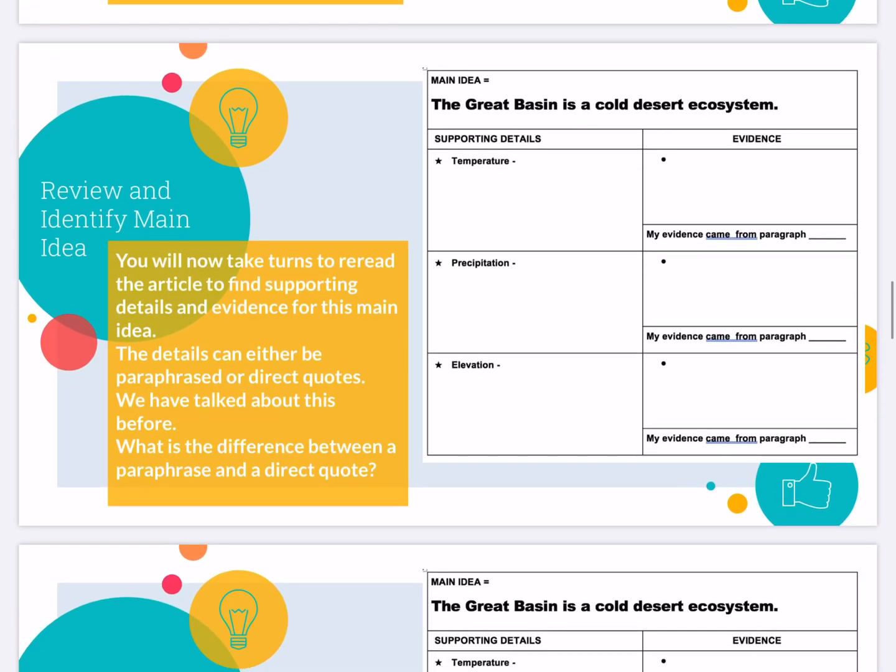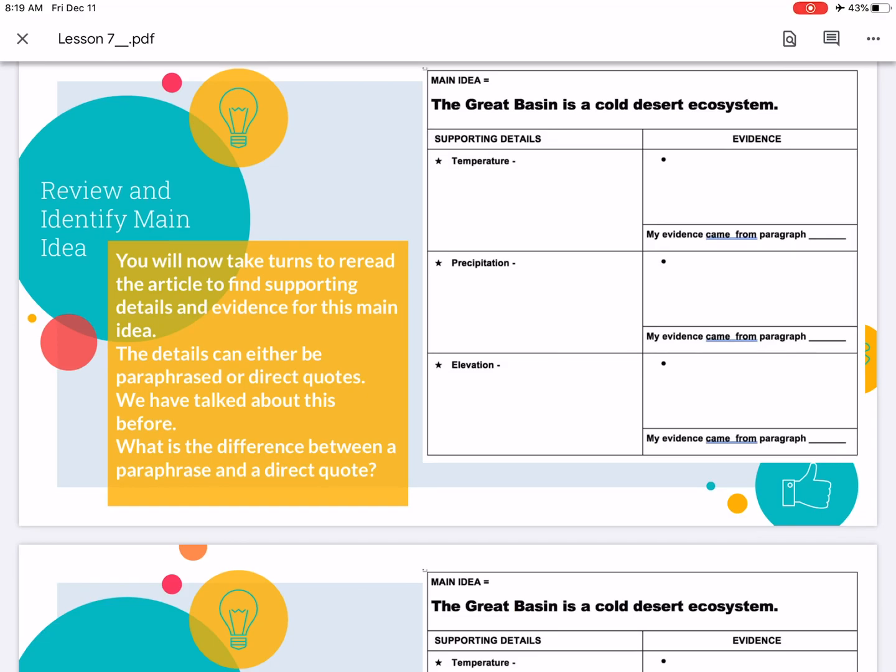Now, if you were in class, we would be taking turns rereading the article to find supporting details and evidence for this main idea. But since you're not in class, you're going to have to read the article on your own. If you have a sibling or a parent at home that could read it with you, that would be awesome, so that they could talk with you about what they think is important, and you could tell them what you think is important. When you go through, you're going to be finding supporting details for each of our parts right here, for our temperature, our precipitation, and our elevation.